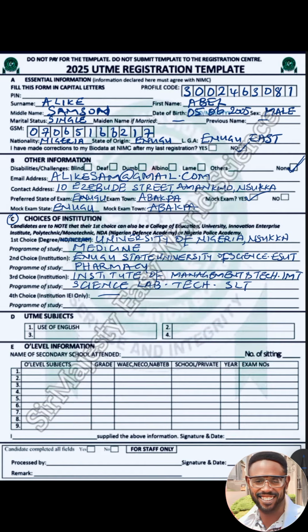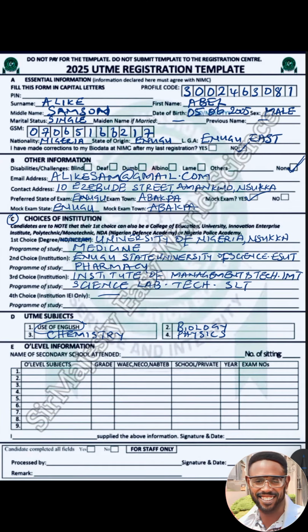This depends on your program of study, that will determine it. For example, like I said, English is compulsory for everyone, that's why it's already filled for us there. So you cannot say you are not writing English. So Use of English is for everyone. Let's assume you are doing medicine. You have to add more biology, then chemistry, and then physics.